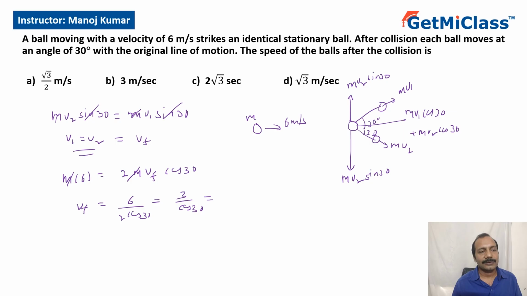Cos 30 is root 3 by 2. So 3 by root 3 by 2. So that becomes 2 root 3 meters per second. So the answer for this question would be 2 root 3 meters per second.